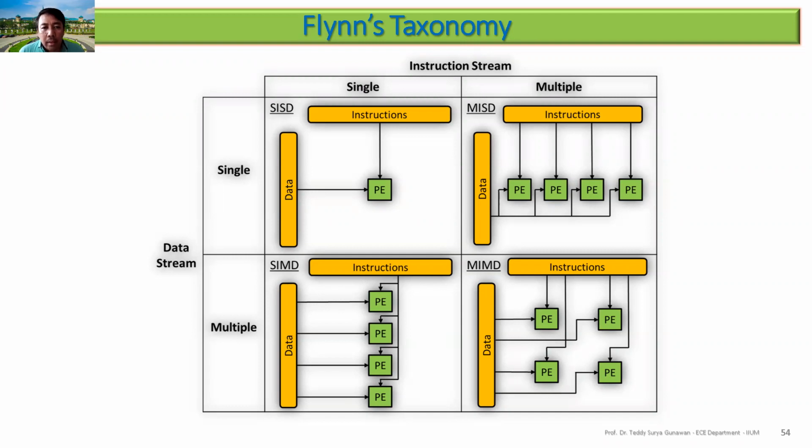For this part, we have Flynn's taxonomy. We categorize the types of parallel hardware into four types: single instruction, single data; multiple instruction, single data; single instruction, multiple data; and multiple instruction, multiple data. Multiple instruction, single data is less used. It is found in pipelining, like the floating point multiplication that we saw earlier, where one part goes to another part, and then another part.